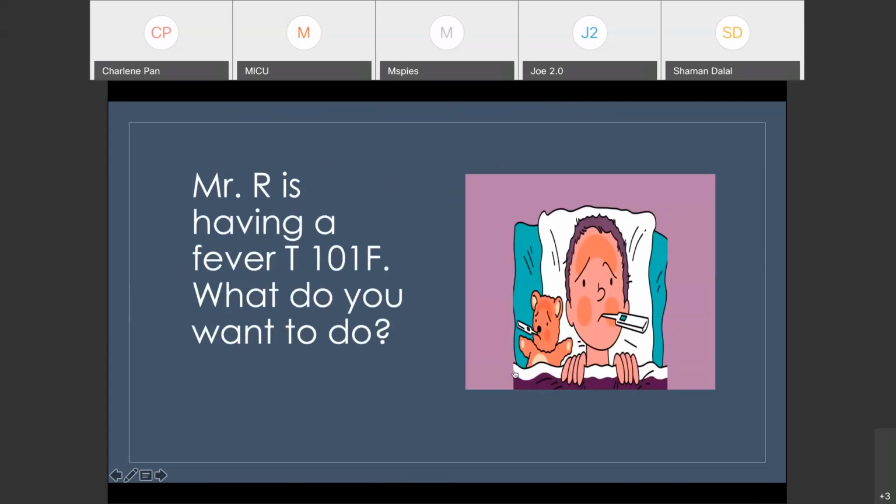Fever. So for fever, that's another thing that you will encounter all the time. What do you want to do? What do you usually tell the nurses when they call you for a fever? Other than please recheck the vitals. We've done that one.